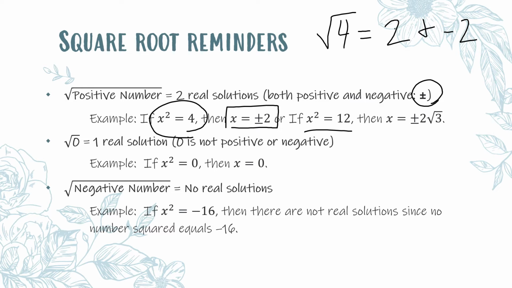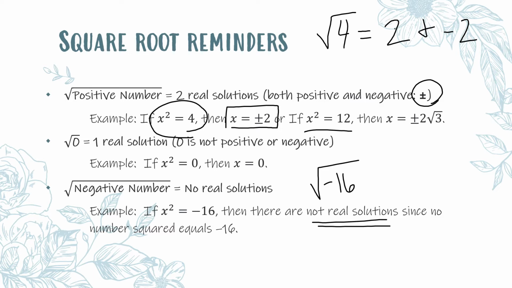Okay? If I'm taking the square root of a negative number, so let's say I'm looking at the square root of negative 16, since that's in this example. What two numbers can you multiply together and get negative 16? They'd have to be different, so they're not the same number. So there are not any real solutions.